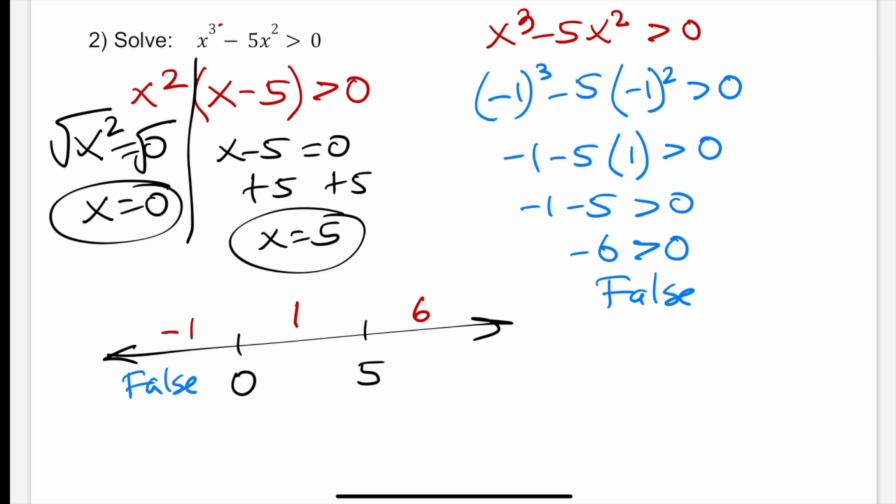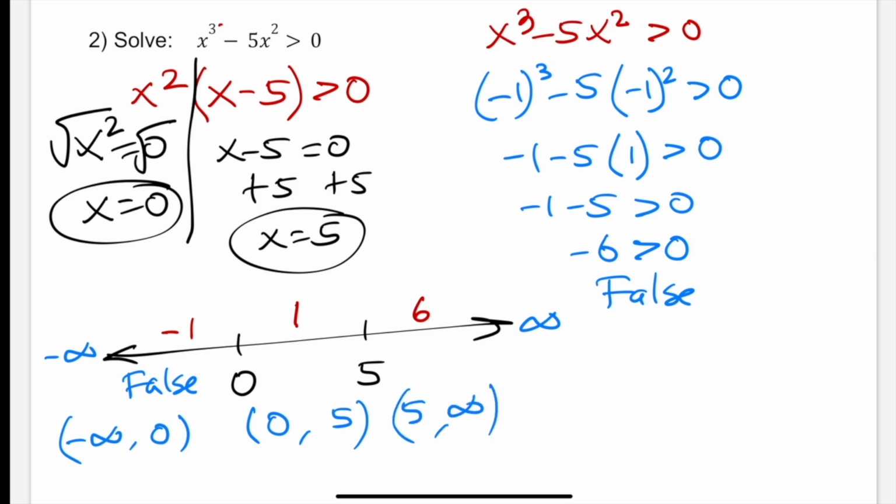By the way, let's write the intervals. This comes from negative infinity. This goes to positive infinity. So my first interval is from negative infinity all the way to 0, parentheses, because I don't have an equal underneath. Keep that in mind. My next interval comes from 0 all the way to 5, and the last interval is from 5 all the way to positive infinity.